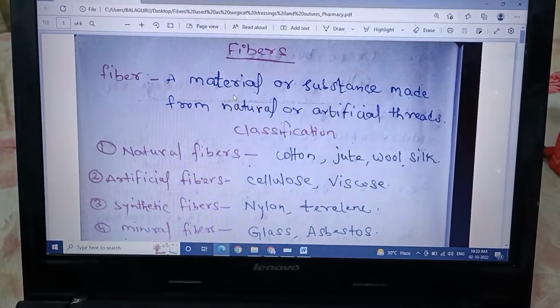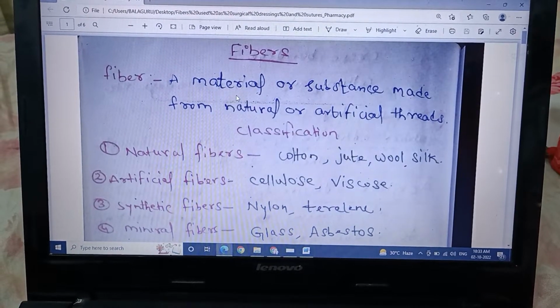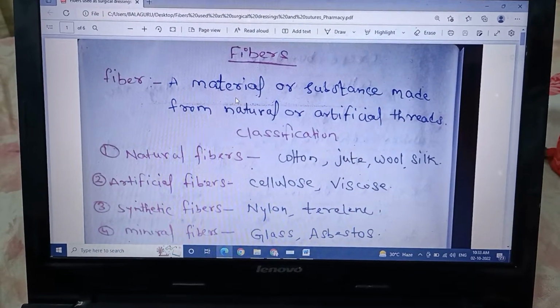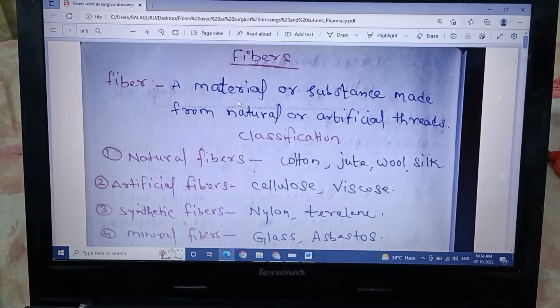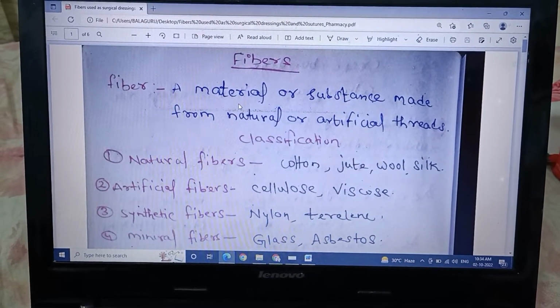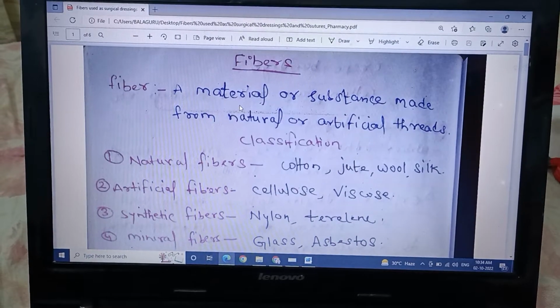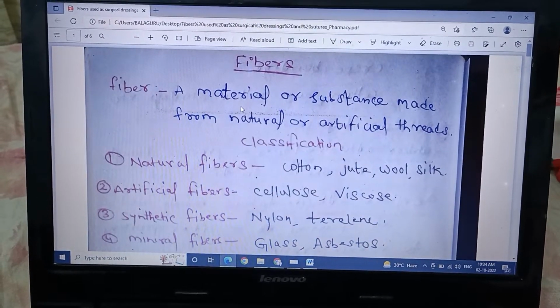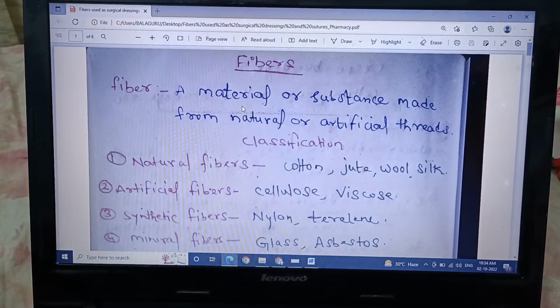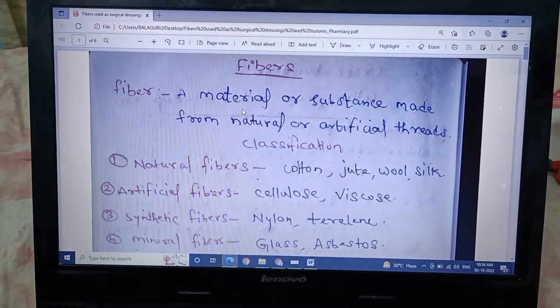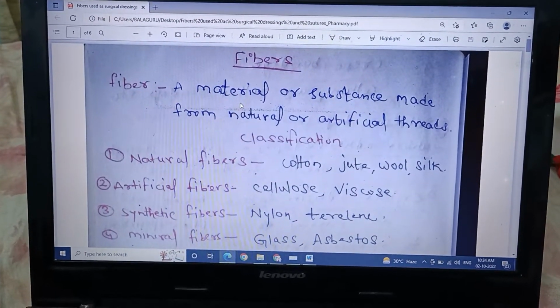In this chapter, we are going to discuss what surgical dressing is, what sutures we are using, and what types of fibers are used for surgical dressings. Okay, so these are the things we are going to discuss in this chapter. So first, we should know what fibers are used for surgical dressings.